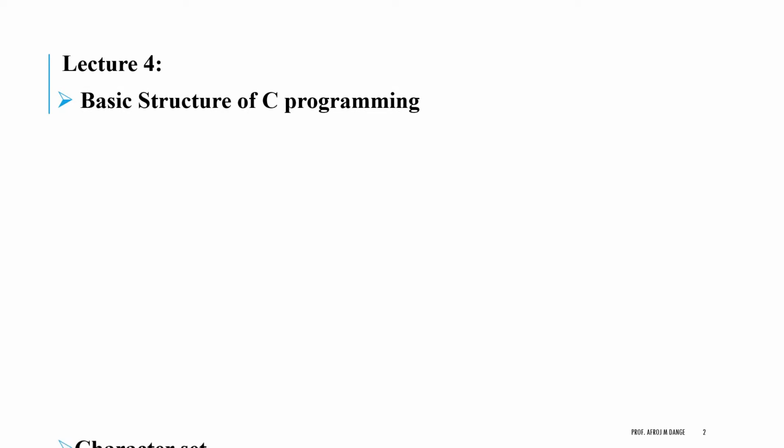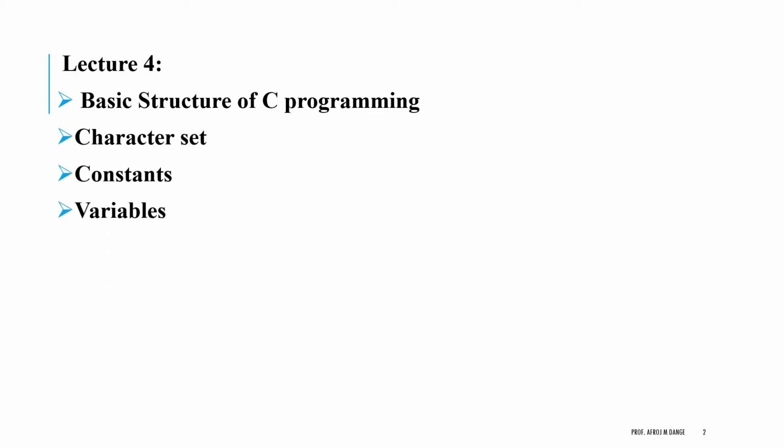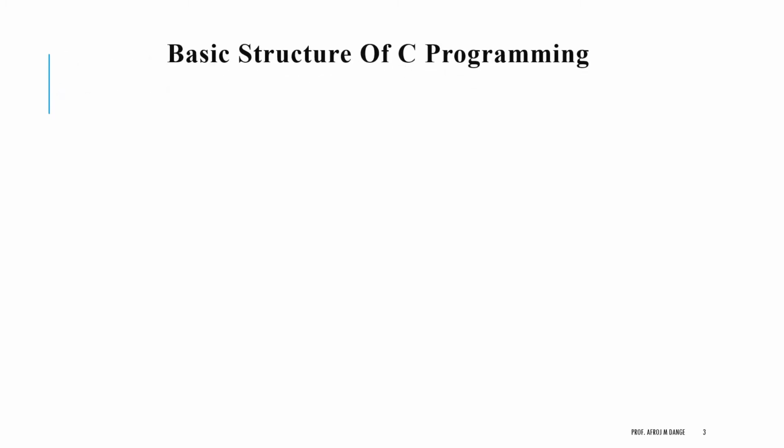In this lecture 4, we are going to see the basic structure of C programming, character set, constants, variables, keywords, and symbolic constants. We see the basic structure of C programming. The following block diagram shows the structure of C programming.